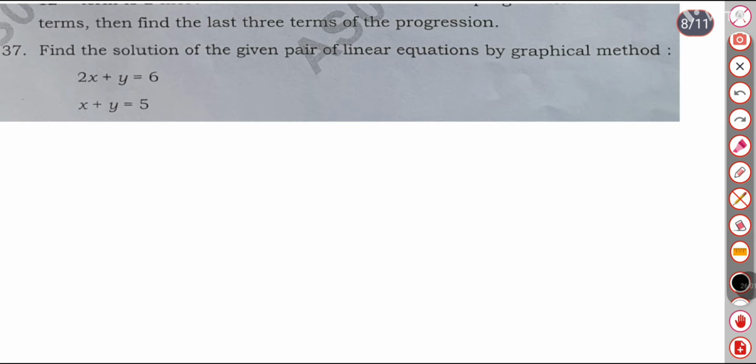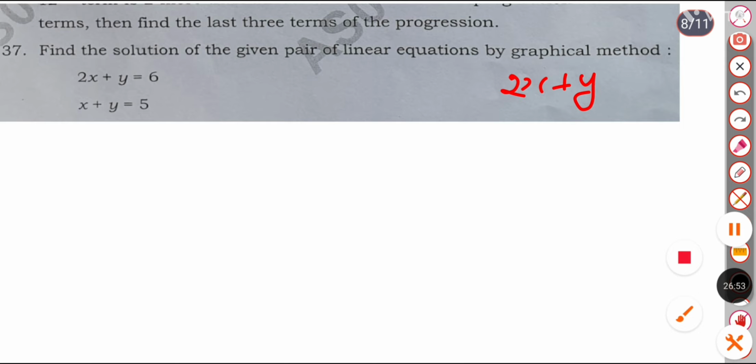Next, question number 37. Find the solution of the given pair of linear equations by graphical method. Simple graph they have given. See, 2x plus y is equal to 6 and x plus y is equal to 5. I will give you a hint for this. By the elimination method, if you find the answer first, those answers only you can take for the column. For that elimination method, no need to show how you got the answer, but just for yourself to get the answer, just find it out by elimination method.